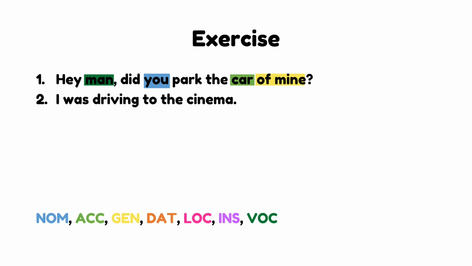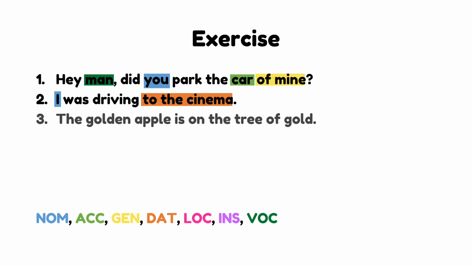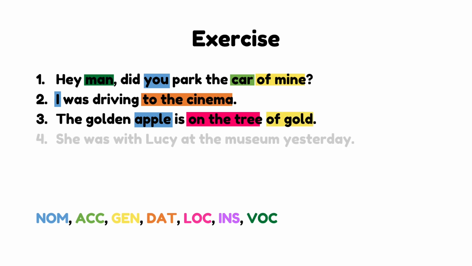I was driving to the cinema. I is in the nominative case because you're the thing that's doing something, you're driving, right? And to the cinema is in dative. Number 3, the golden apple is on the tree of gold. Here's a little red herring. Golden isn't in genitive because it's an adjective. Apple is in nominative, on the tree is in locative, and of gold is in genitive.